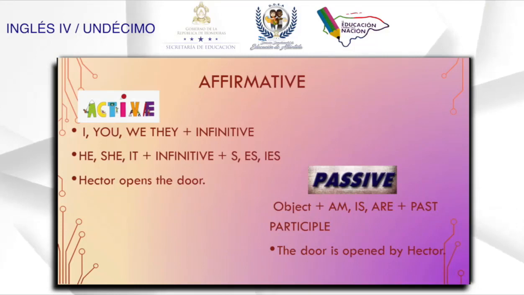Affirmative sentences. How do you write them? Active form: I, you, we, they plus infinitive. He, she, it plus infinitive plus s, es or ies. Let's look at the example. Héctor opens the door. Now the passive sentence: the object plus am, is, are plus past participle. Let's look at the example. The door is opened by Héctor.